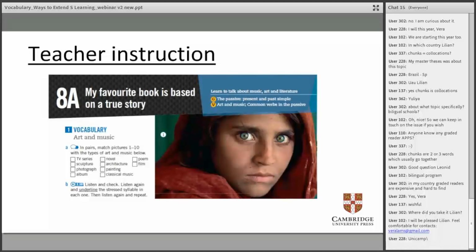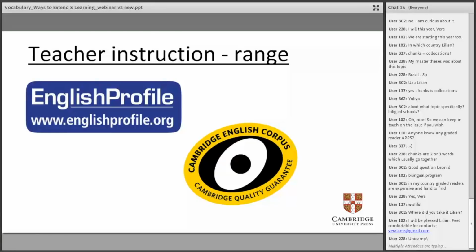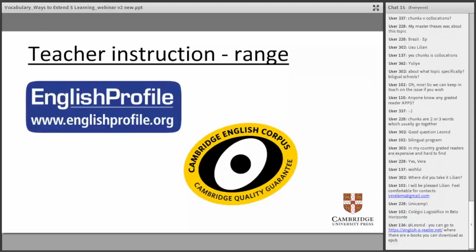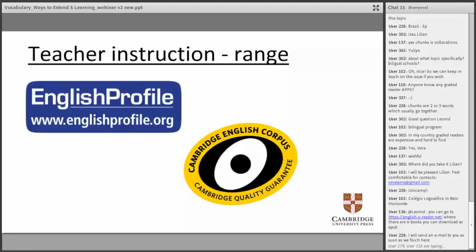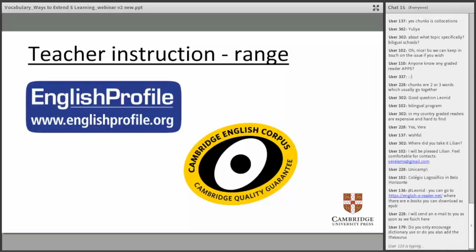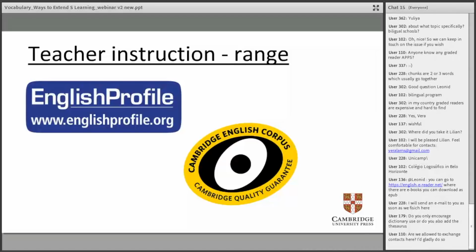So you can see in exercise 1A, there is a lexical set there looking at art and music. So what I was interested in doing is amplifying this a little bit. The free resource that I used is English Profile. English Profile is a resource that includes a lot of vocabulary which has been tagged to levels, and you can do different searches in English Profile.